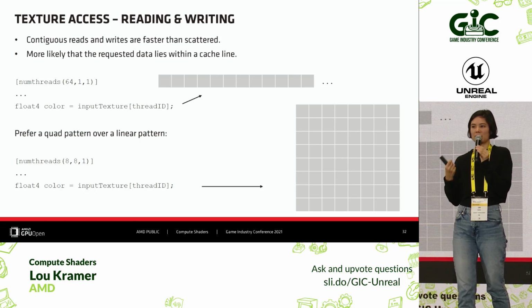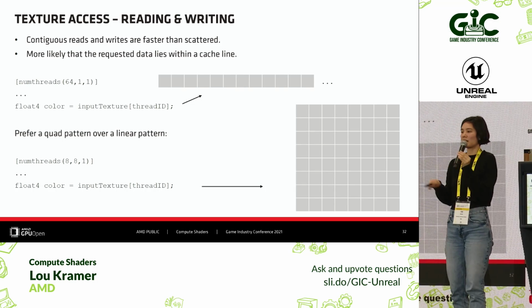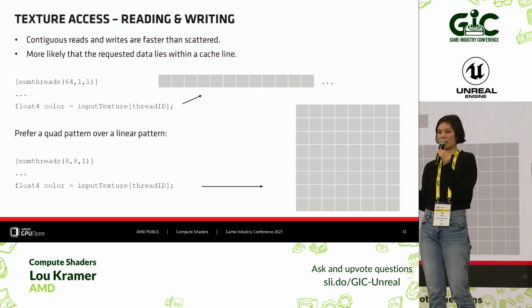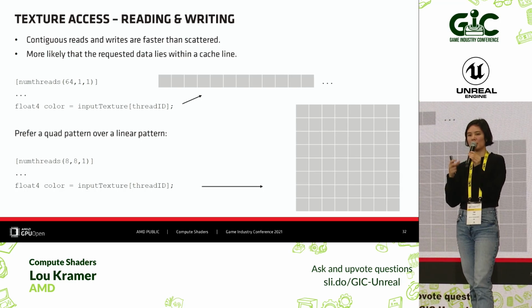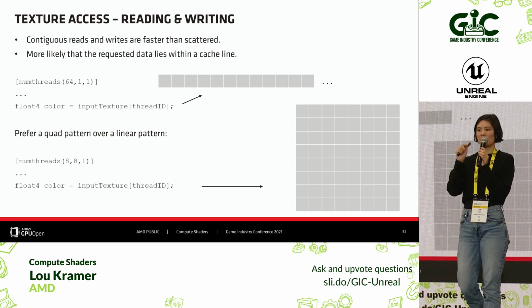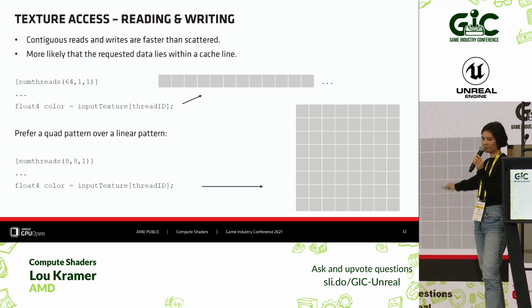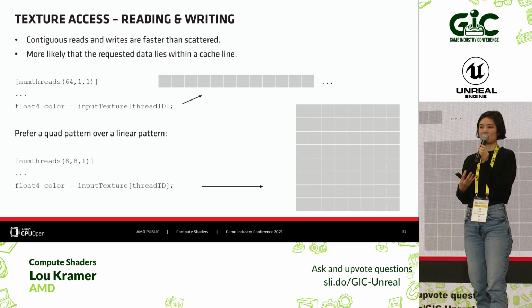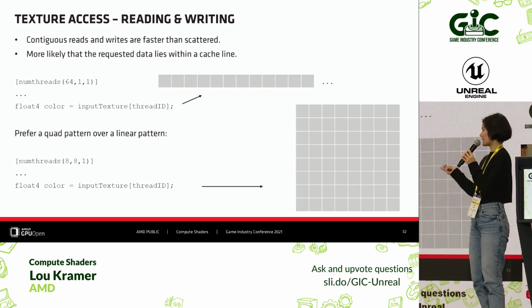The problem with this approach is that your texture is not laid out like this in your memory, because usually when you have texture accesses, like from pixel shaders, you fetch data from a texture that is really close by. That means it's not linear, it's more like in a quad pattern. And this is also how you should try to access your data. It's better to access data in a quad pattern.